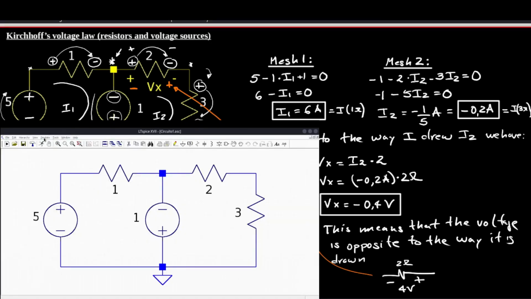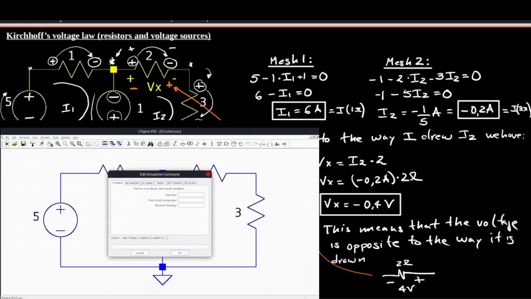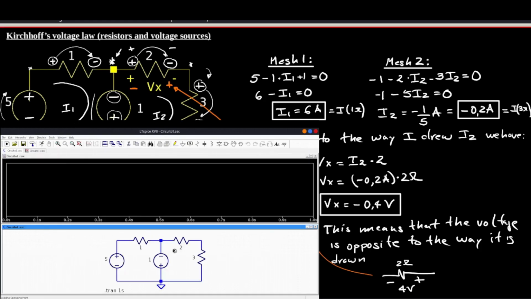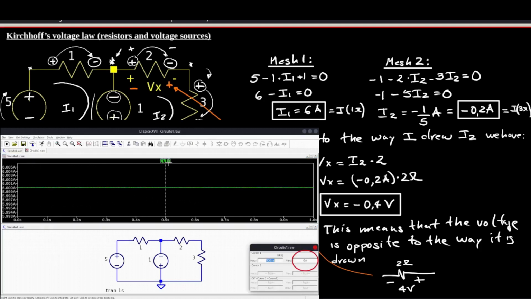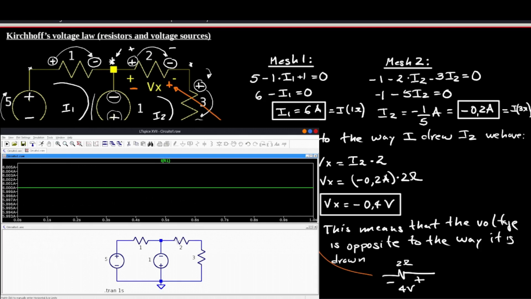So now I'm going to perform a simulation by using LTSpice. Okay, I'm going to calculate the current across the 1 ohm resistor. Now you can see that the current yields 6 amperes as we got by means of the calculations. You can see it on the graphic, and numerically on the lower right. Let's now find by means of the simulation the current across the 2 ohm resistor.